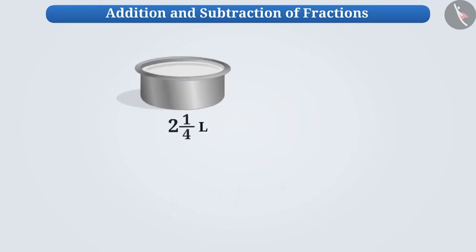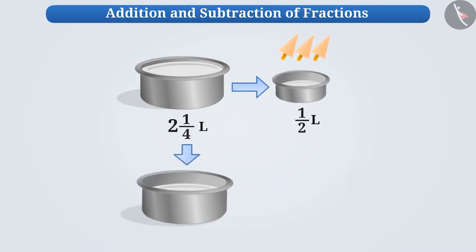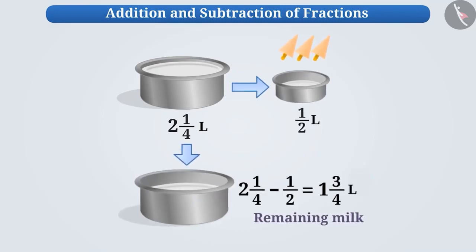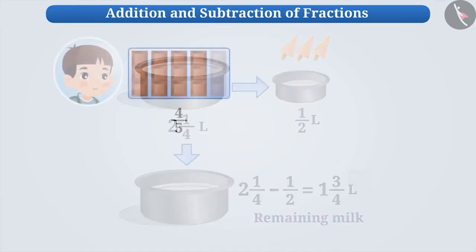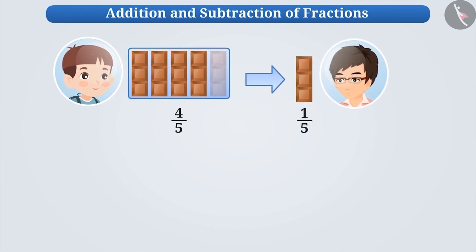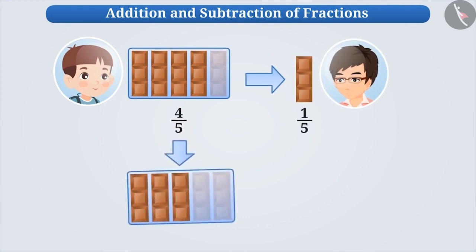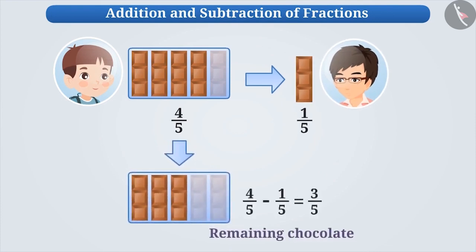Suppose you have 2.25 liters of milk, out of which you made kulfis with half a liter, then the remaining milk is 1 3/4 liters. Similarly, if you have 4 by 5 parts of a chocolate, out of which 1 by 5 parts is given to your friend, then the remaining chocolate will be 3 by 5 parts of the chocolate.